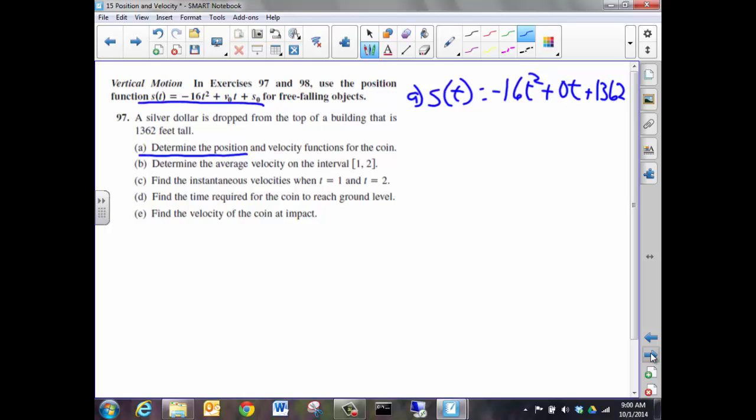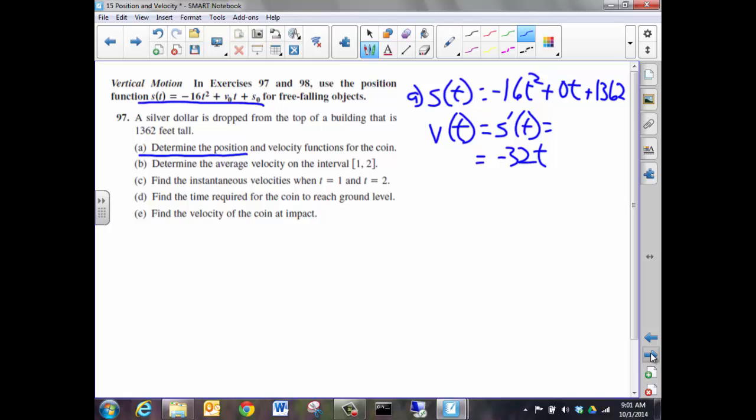How do I determine my velocity function, Terry? How do I determine my velocity function now that I've got my position function? Yes, we simply take the derivative of the position. The velocity function is the derivative of the position function. Okay? So it's going to be what? Anyone? Negative 32t, because the 0t would just become 0 out there. Okay, so there's A part.